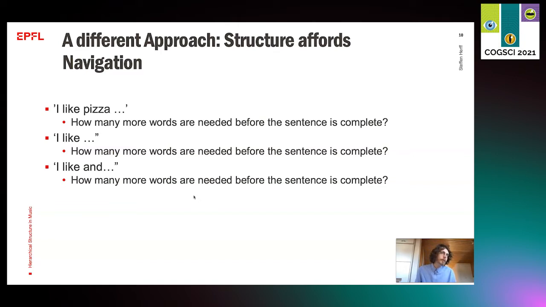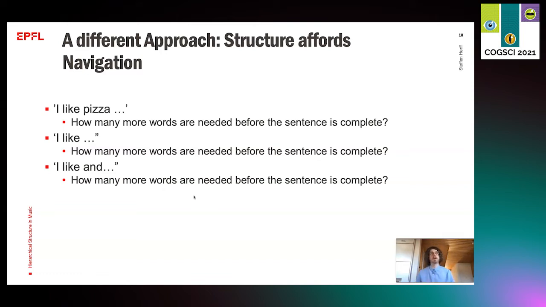But we can push it even further. For example, I could go, "I like," and then ask you how many more words are needed before the sentence is complete. And you might rightfully identify that you can't finish it without a word, you can't finish it with one more word, you need at least two, in this case a verb and an object. For example, "I like and devour pizza." Now how can we use this?